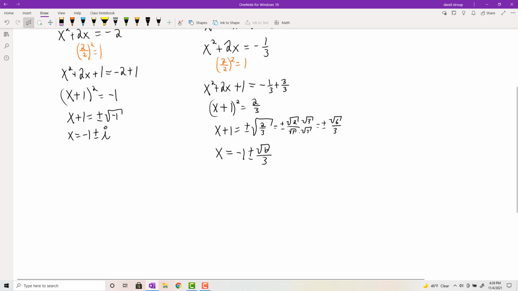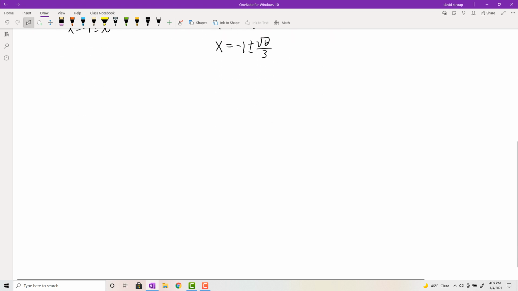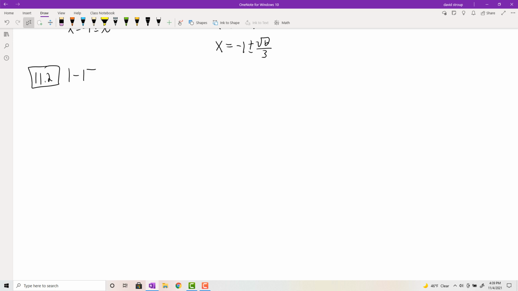Okay. From there, we started working with the quadratic formula. So you have to have the quadratic formula memorized. This is section 11.2, looking at problems like 1 to 17. Again, you can have imaginary numbers in your answers, so just be aware of that.